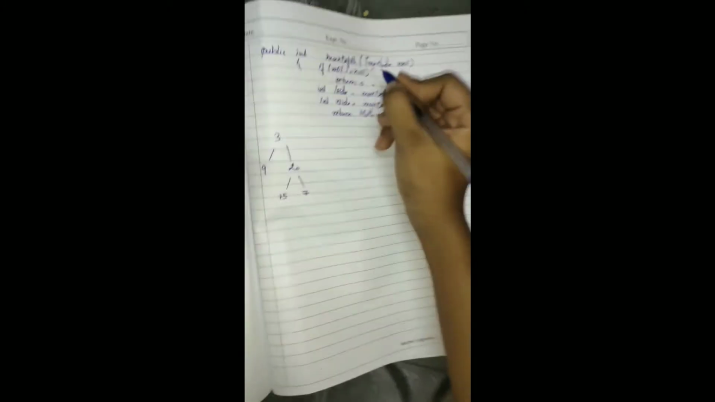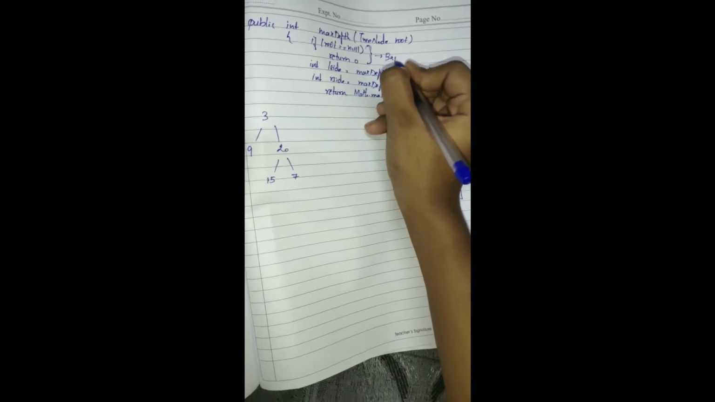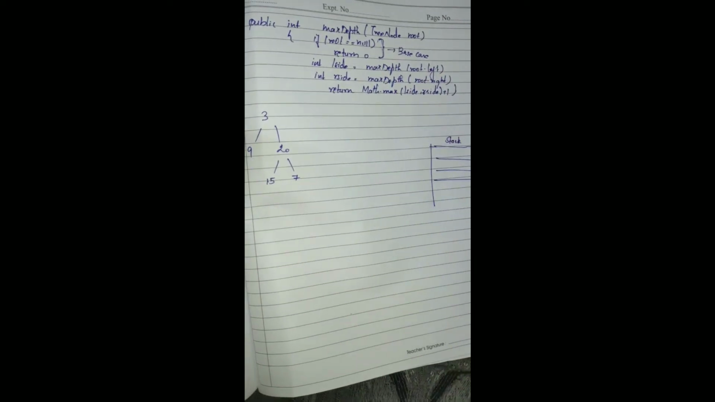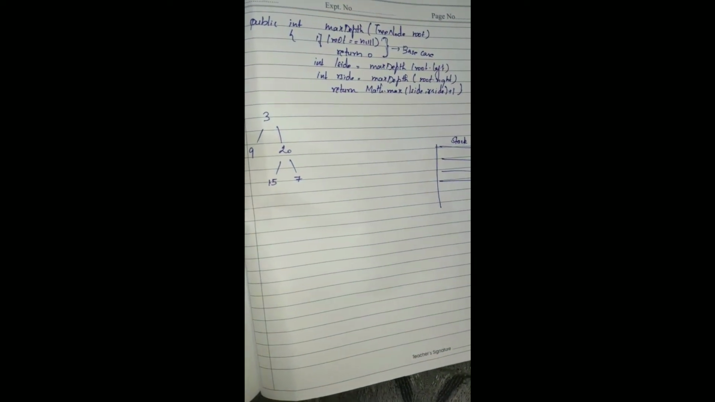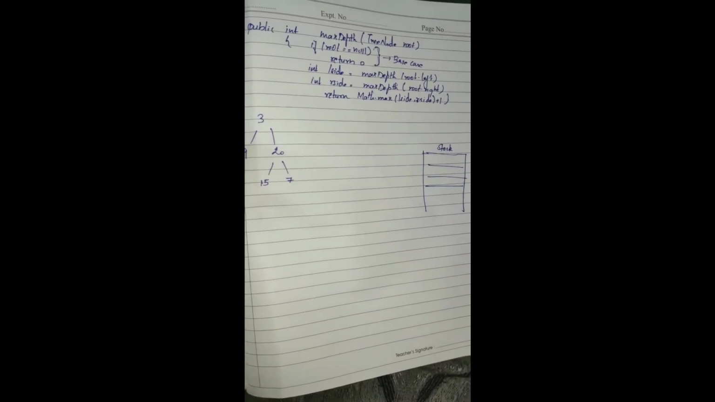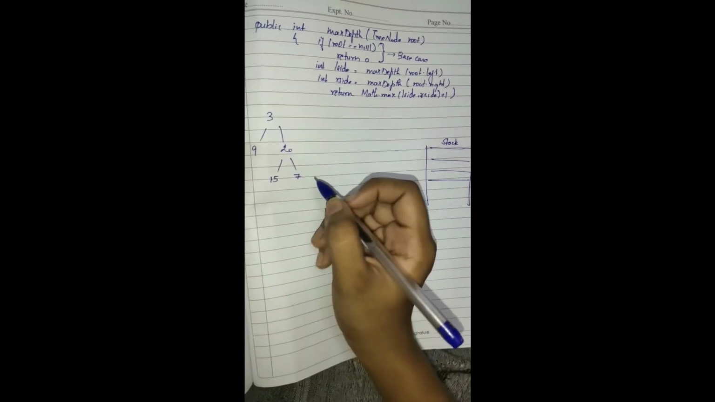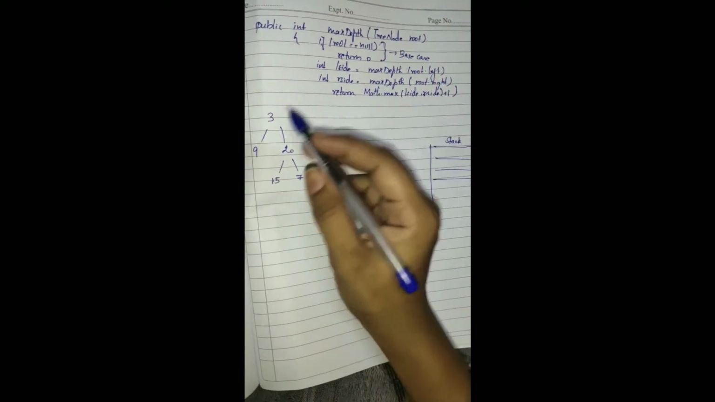Okay, now let's see how this code works. This code is written in Java. So this is the base case for the recursive condition. I already stated that if the root is null, we are going to return 0, because the height of an empty tree is 0. Now I will explain how this example works according to this code.